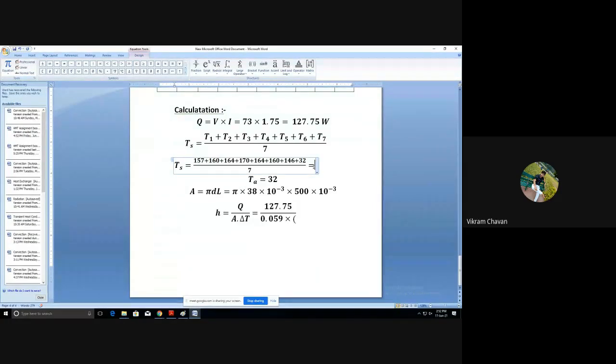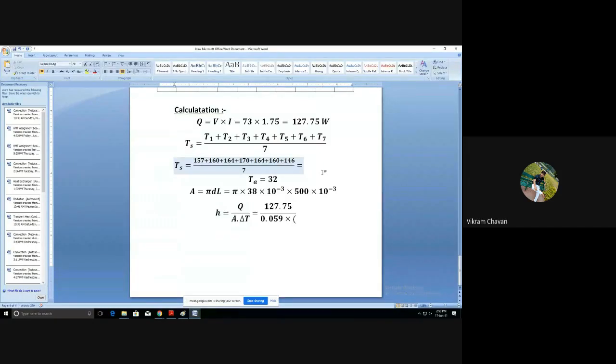Others can also reply; I'm not asking only Sachin. Sir, I think the Ts formula may be wrong. Ts is equal to T1 plus T2 plus T3 plus T4 up to 8, divided by 8. No, no. Okay, I made a mistake. Remove this 32 and divide only by 7. We have to consider the surface temperature only.